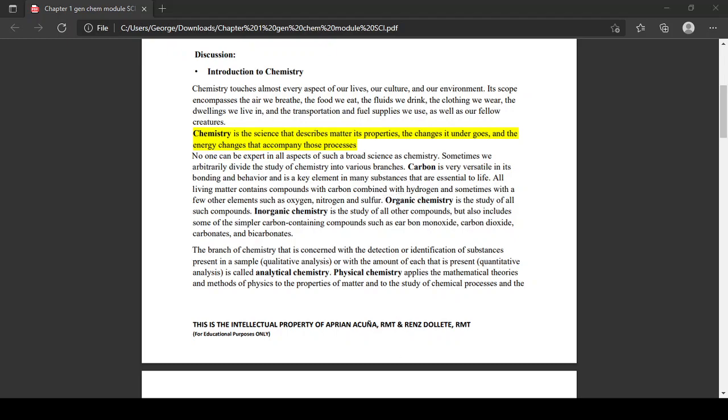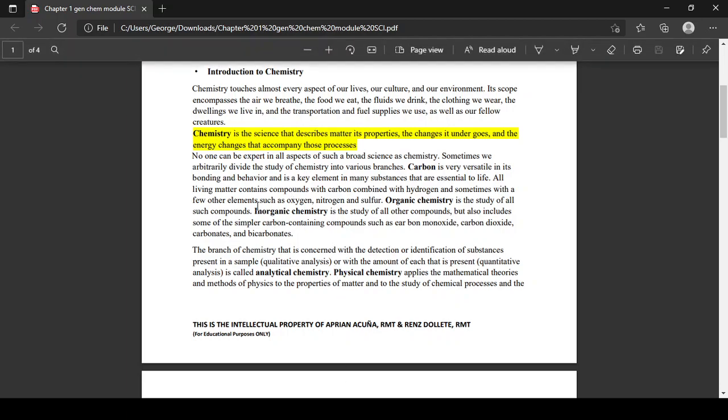So kids, we talk about carbon because organic chemistry is the study of all such compounds related to carbon. Again, what is the course title for our subject? General and Organic Chemistry. So kids, in organic chemistry, we are studying the compounds of carbon. Inorganic chemistry is the study of all other compounds, but also includes some of the simpler carbon-containing compounds, though only a few can be included. But again, if it is studying all kinds of carbon, it is organic chemistry.